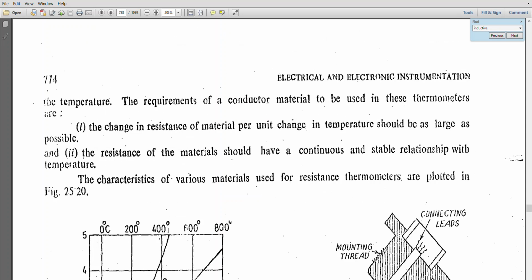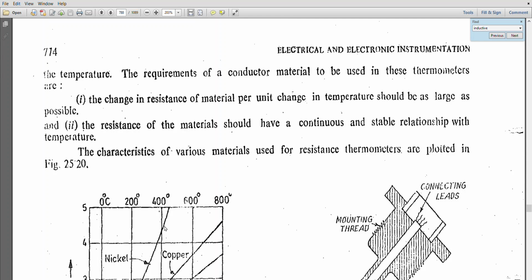The requirement of the conductor material to be used for the thermometers is that the change in the resistance of the material per unit change in temperature should be as large as possible. That is, the sensitivity should be as large as possible. The resistance of the material should have a continuous and stable relationship with the temperature. The characteristics of various materials used as resistance temperature detectors, or RTDs, can be shown in this figure.